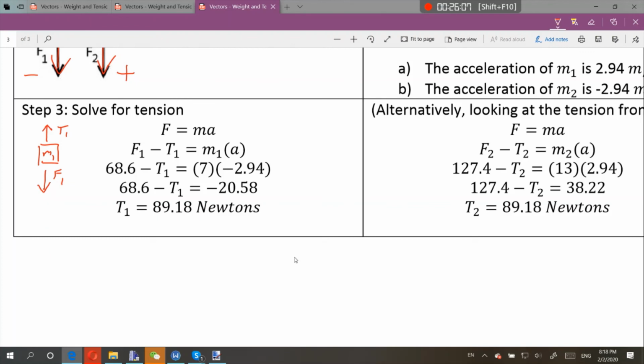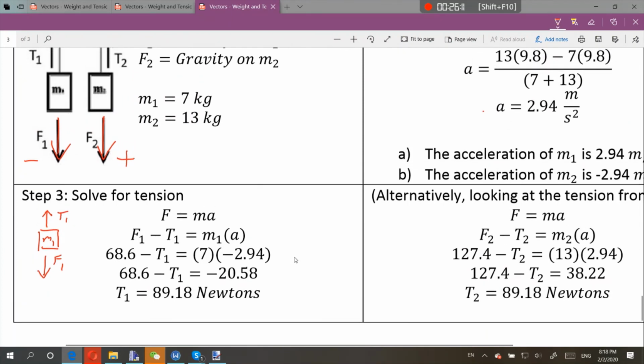So I've got our weight, which would be 9.8 times 7, or 68.6. Minus our force of tension, which is what we want to solve for, should equal my 7 kilograms times my acceleration, 2.94. Okay, so I've got 7 times 2.94 is 20.58. I'm going to subtract my 68.6, and that gives me 89.18 newtons for my force of tension in the line.